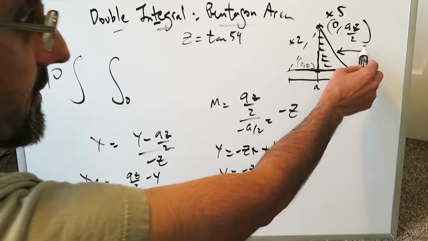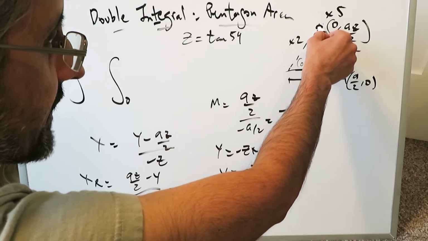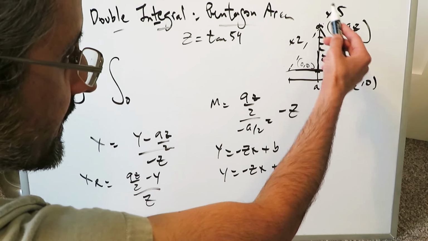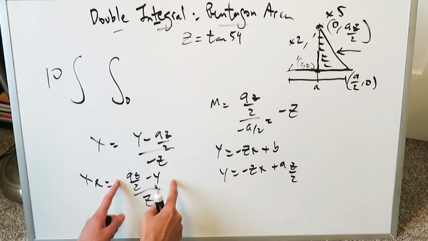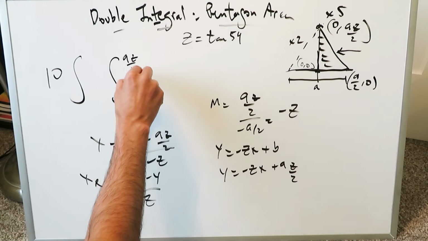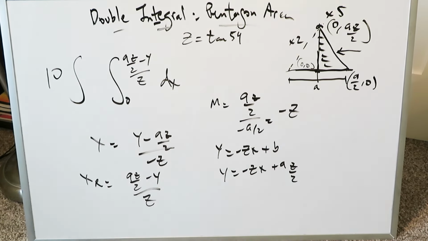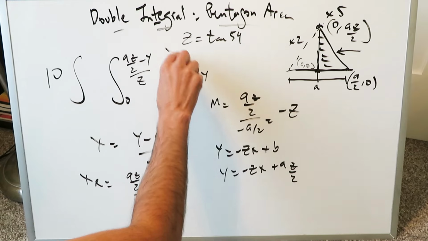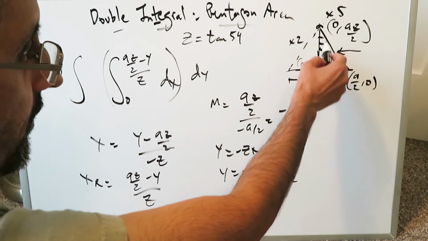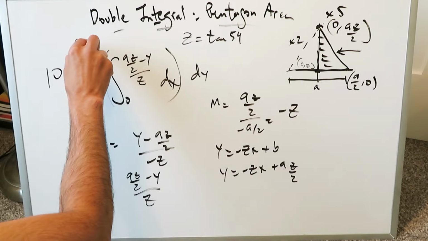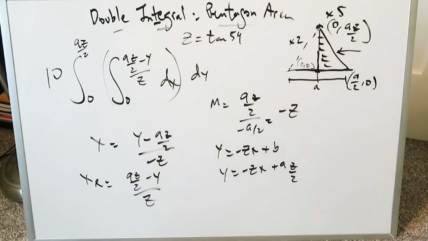That's going to be this equation right here, and it will take the value of this limit as you're tracking it up. It's taking the equation form here, (az over 2 minus y) divided by z with respect to dx, which will integrate now with respect to dy from 0 up to this upper limit, az over 2. Remember, z here equals tan 54.